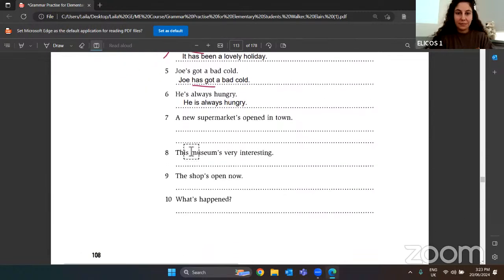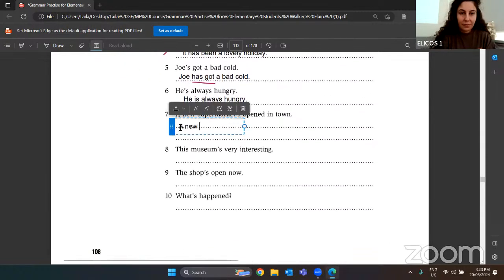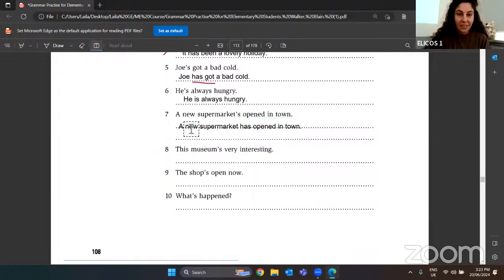7. A new supermarket's opened in town. A new supermarket has opened in town. Yeah, it didn't say when. It didn't tell me exactly when. So the present perfect: a new supermarket has opened in town. Number 8.